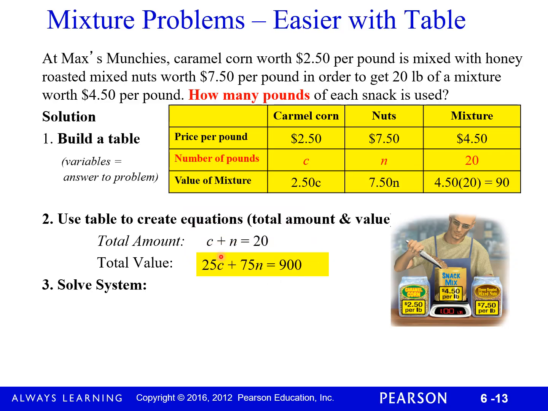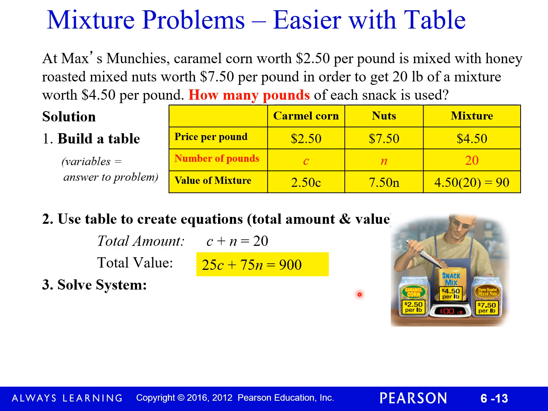So notice, this might be something you want to do, and I like doing this before we move on. Instead of $2.50 times C plus 7.5 times N equals 90, if we multiply everything by 10, we drop all the decimal places, which often can get a little confusing in these complicated problems. So just multiplying that whole equation by 10 got rid of the decimal place, and now it's a little bit easier to see.